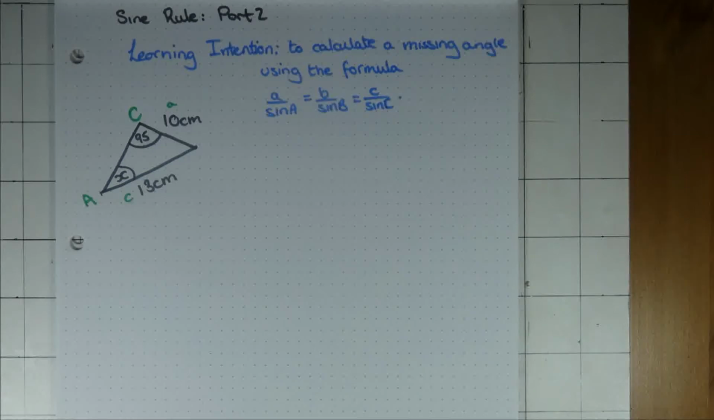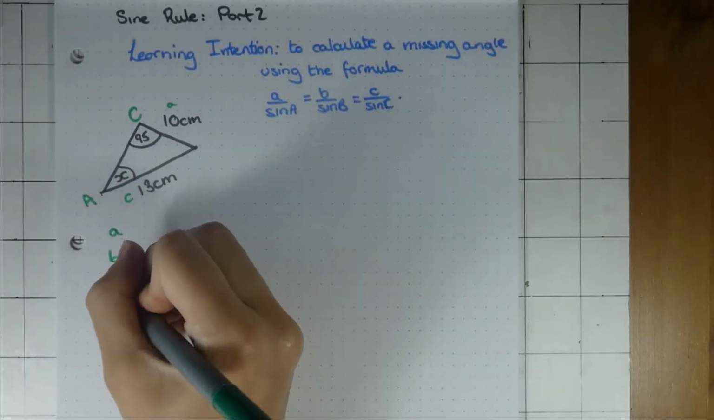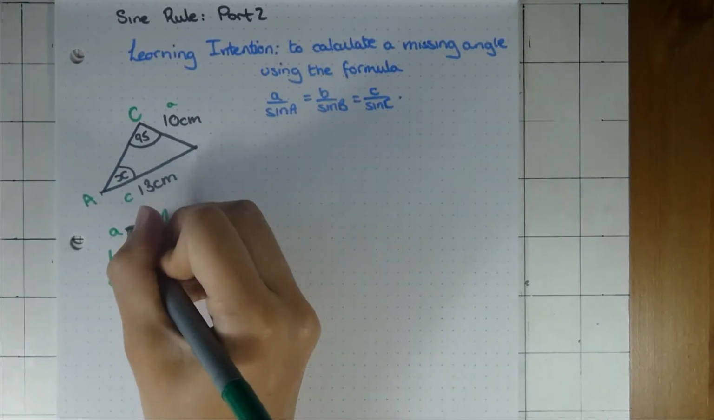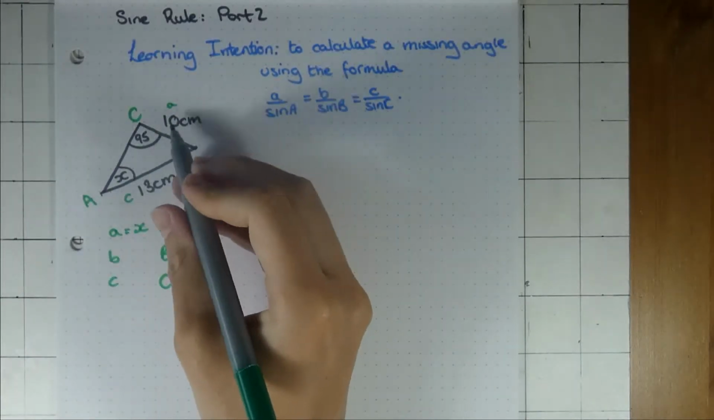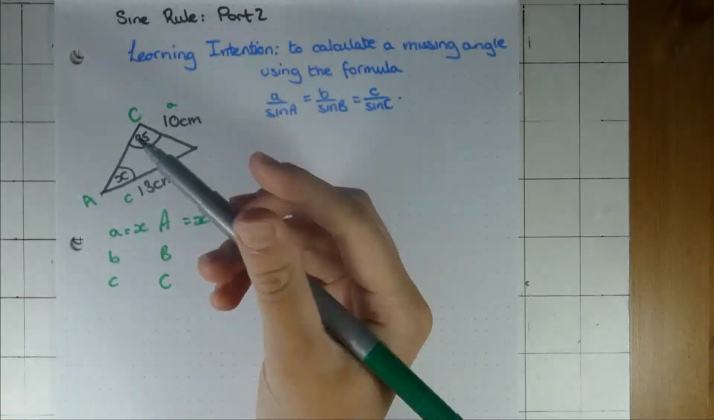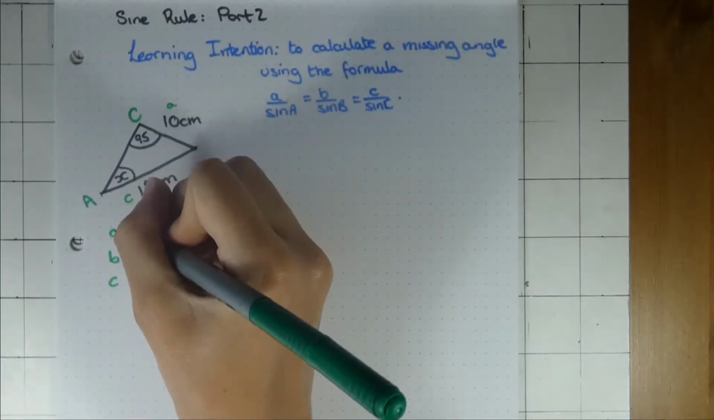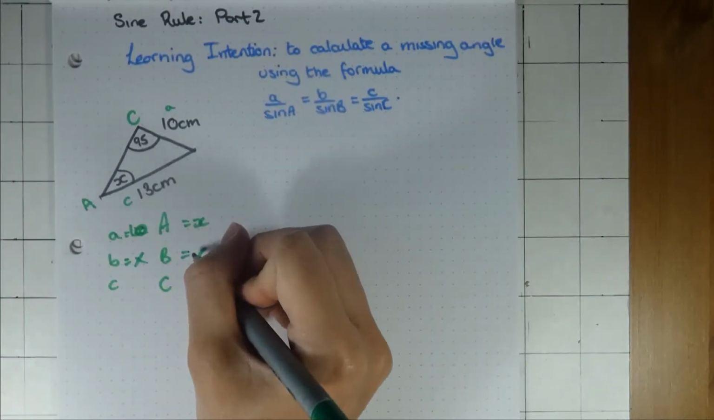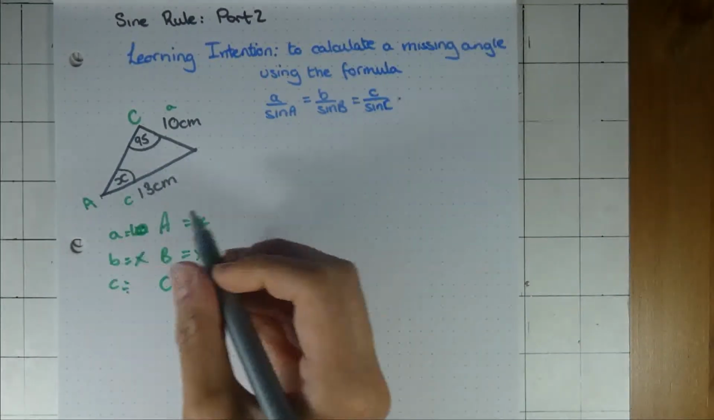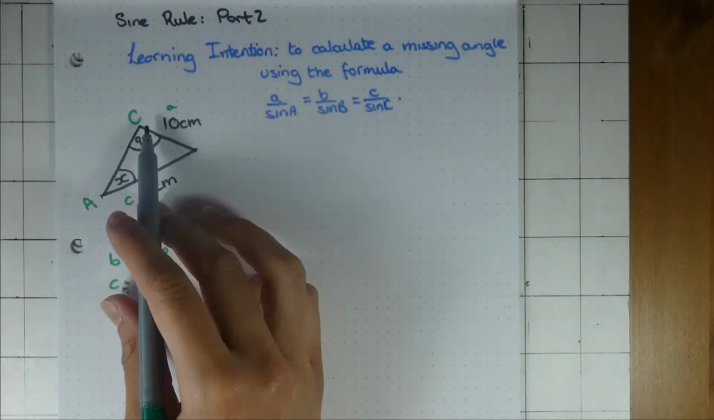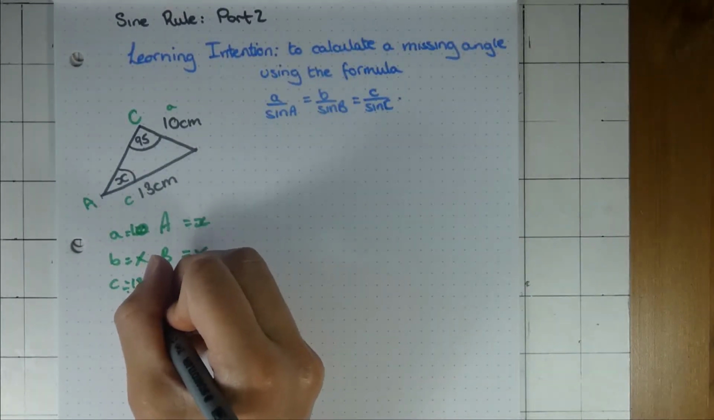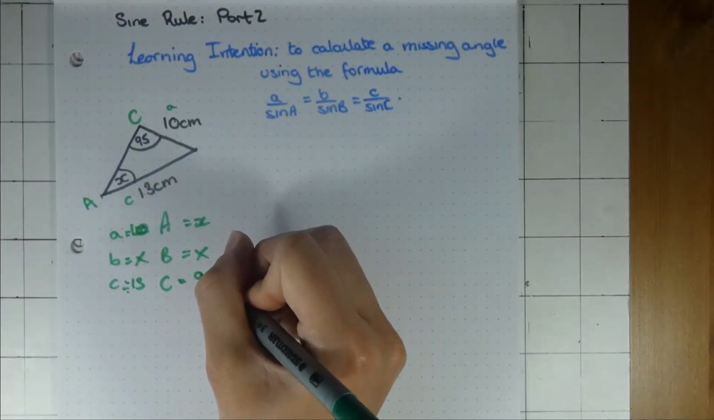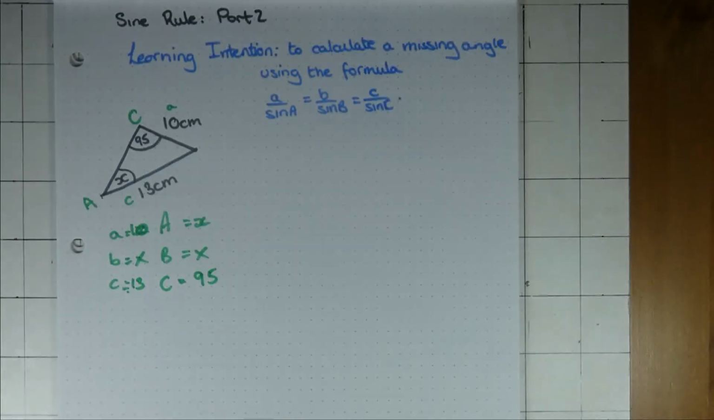Now, we make our list. This hasn't changed, so we have A, B, C, A, B, C. Big A is X, little a is 10. We don't have B, we don't have C, we don't have little b, we don't have big C. We have 13 for our side, and we have 95 for big C, our angle.